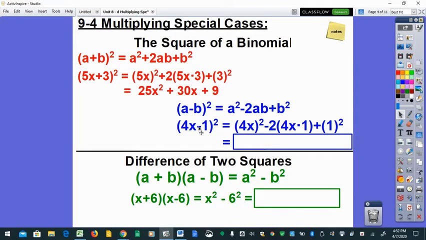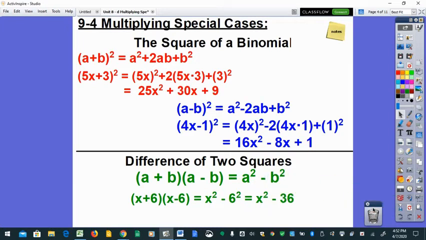And here's another one. I'm going to take the 4x and square it and put it in the front. The negative 1, square it and put it at the end. And then I'm going to take 4x times negative 1 and double it. And that gives me a negative 8x in the center. The difference of two squares is a little bit simpler because we know the middle term, the OI, is going to drop out, the O and the I. So you're just going to square the x, get an x squared, square that 6, get a 36, and there will be a subtraction. It's called the difference of two squares. See how you end up with the difference of two squares.